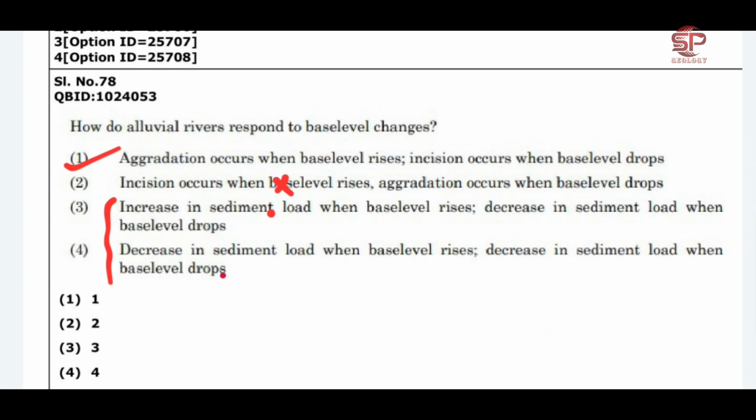If the incision rate is high, then the river can carry more load. Load means the bed load, how much volume of sediment it can carry. If the gradient is higher, there will be more sediment load. So incision, whether the base level drops or rises, will either increase or decrease the gradient. So when base level rises, gradient will increase, and when base level drops, gradient will decrease.